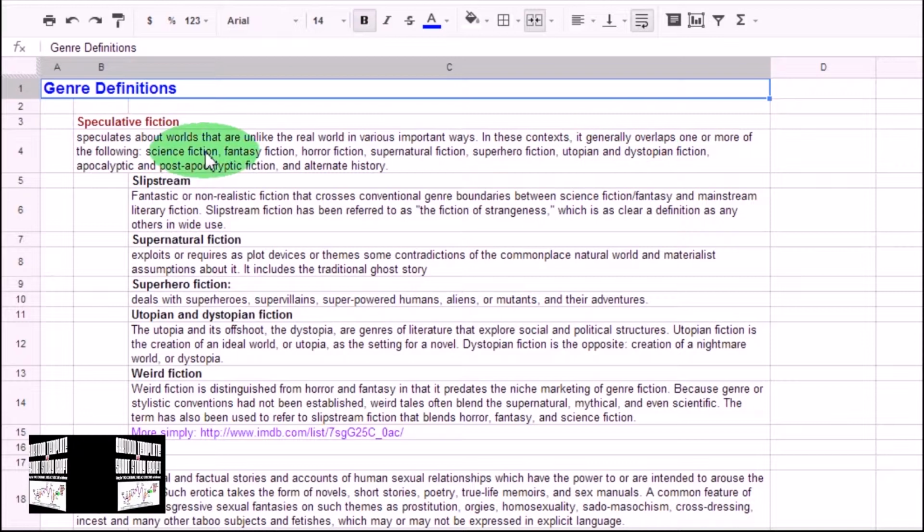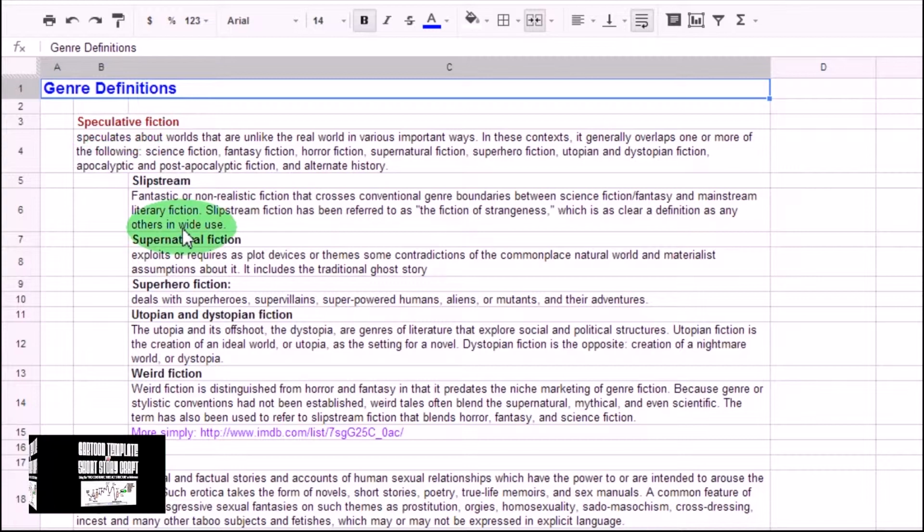Speculative includes science fiction, fantasy, horror, supernatural, superhero, utopian and dystopian futures, plus alternate history. Basically, speculative science fiction would be science fiction that has some weird, strange elements to it. They just are not strictly science based.